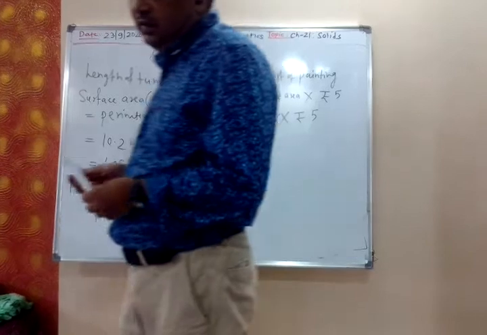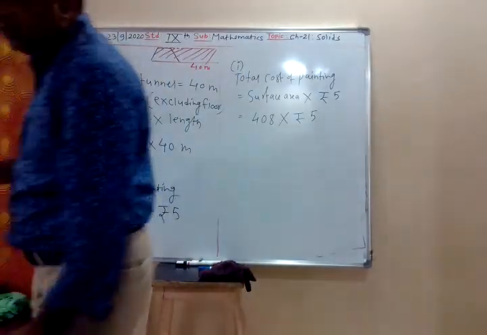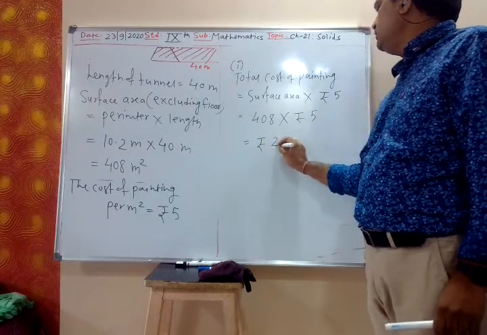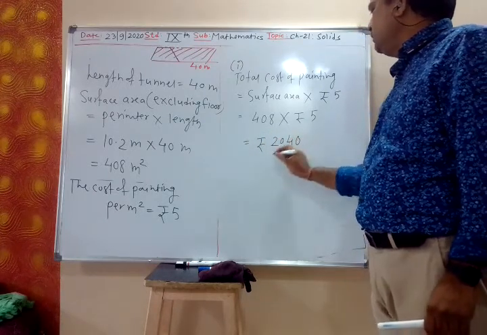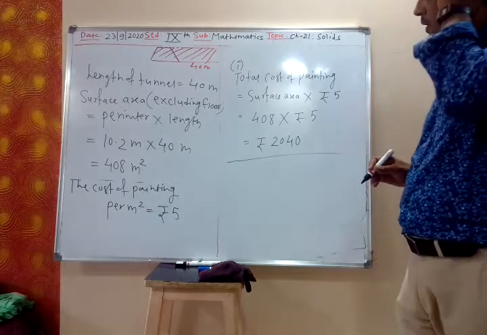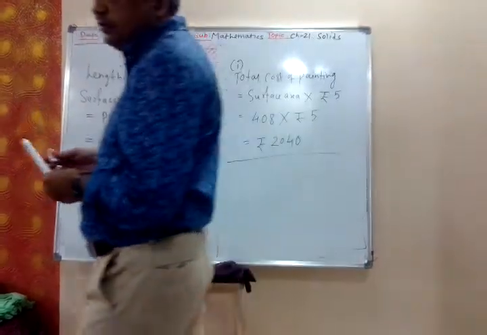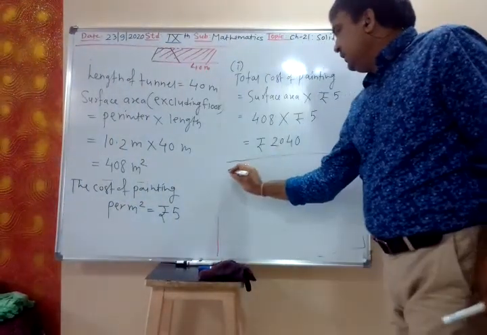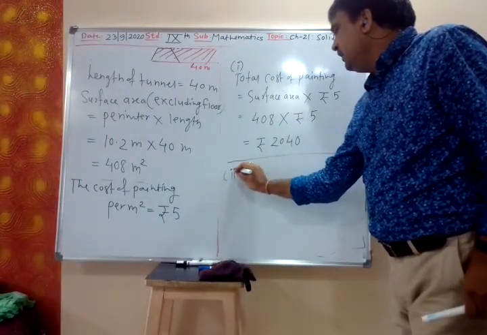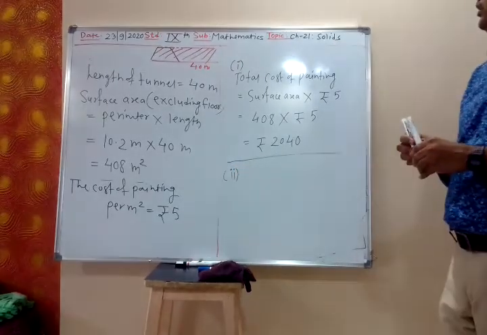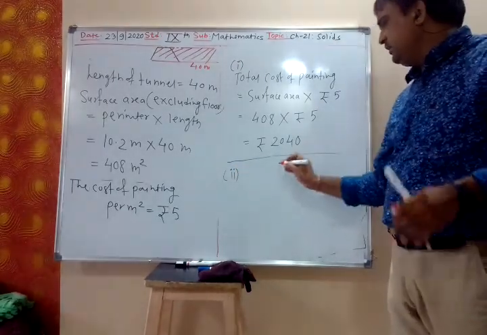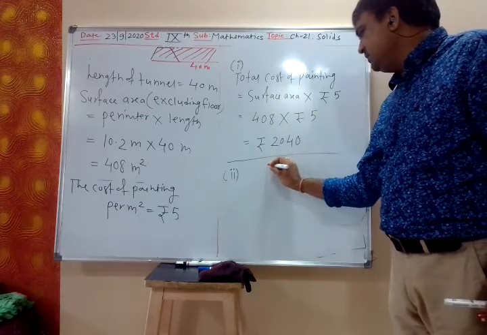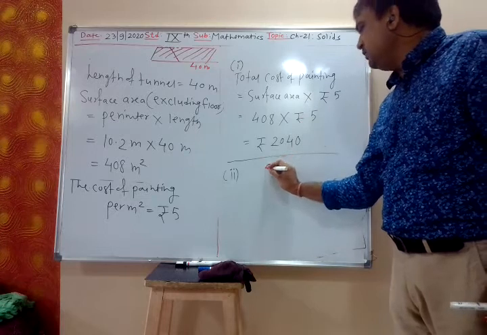How much? Multiplied, it is 2040 rupees. So 2040 rupees is the total cost of painting. The first part is over.